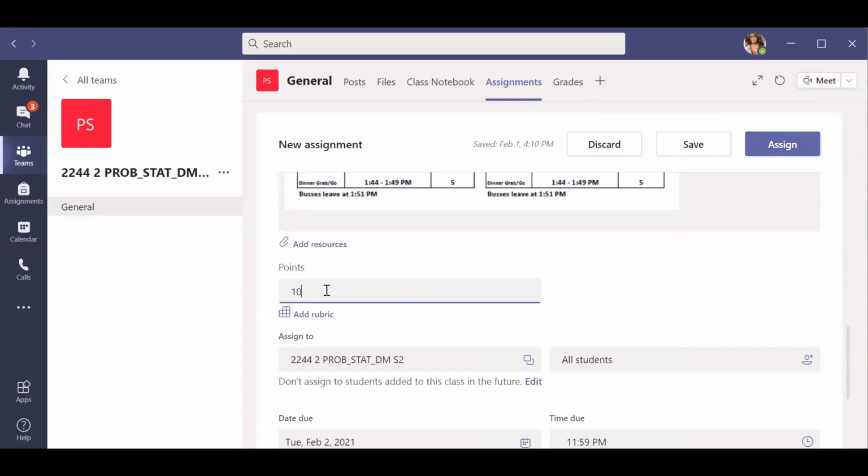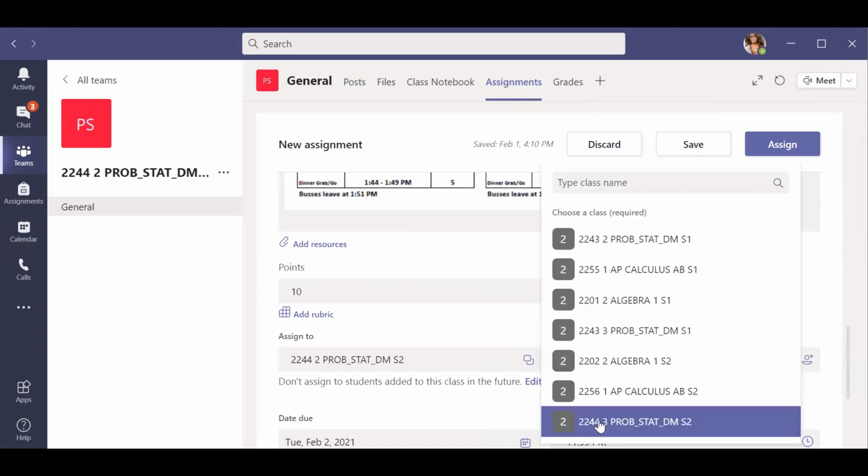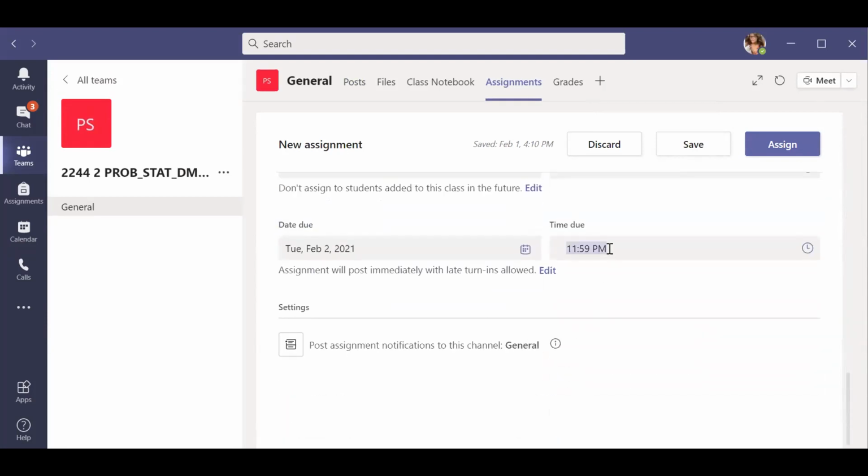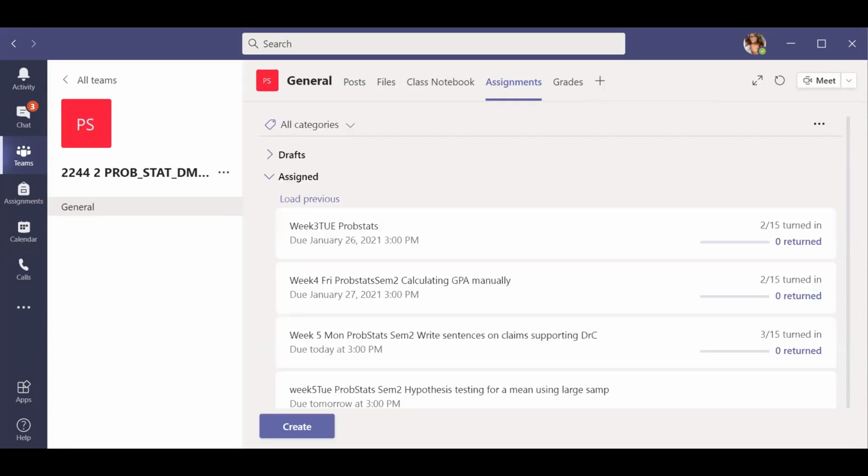There are 10 points assigned. There are 2 classes, so this is going to be going for 2 different classes. And as always, your assignment is always due by 3 p.m. the day of. So with that said, let's go ahead and get started with this.